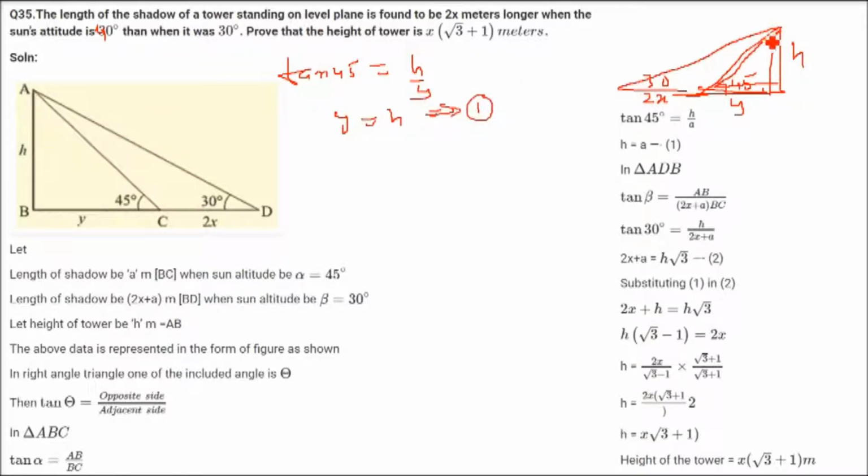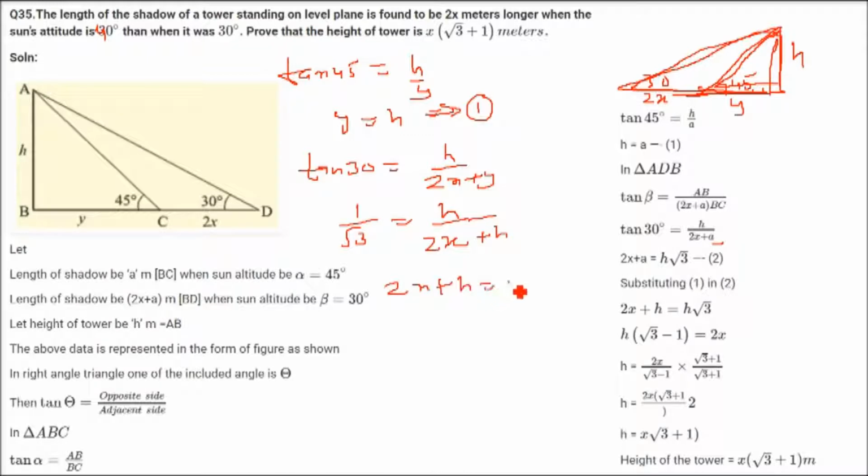Now coming to the 30 degree triangle, this one. Tan 30 will be equal to h by 2x plus y. I'm taking it as y. You can take it as a also. It doesn't matter because we are going to eliminate it anyhow. Tan 30 is 1 by root 3 is equal to h by 2x plus y. Now y I am putting as h, right? So what do we get?